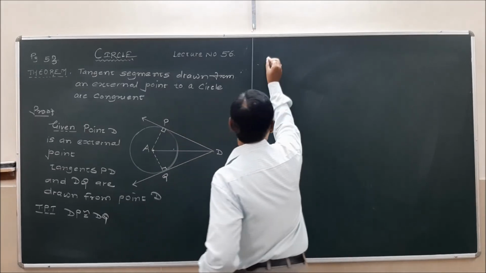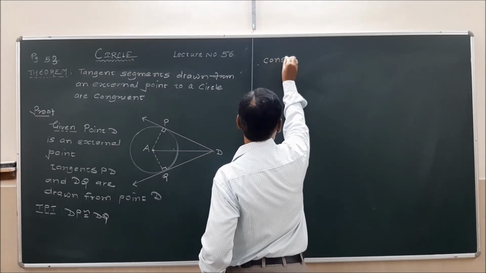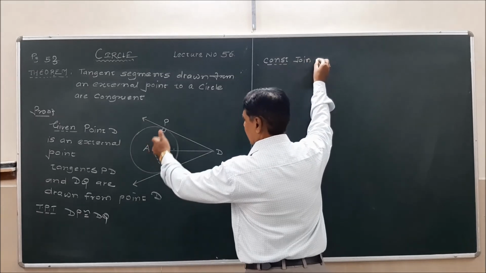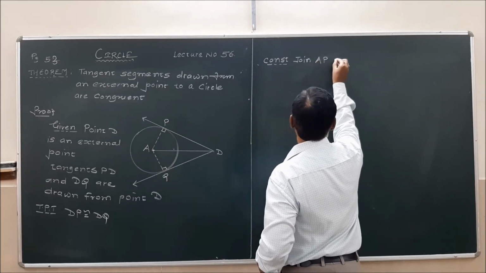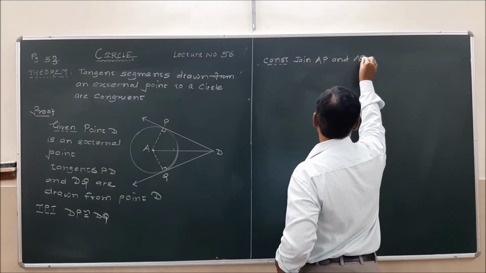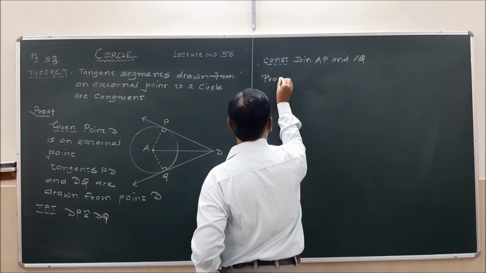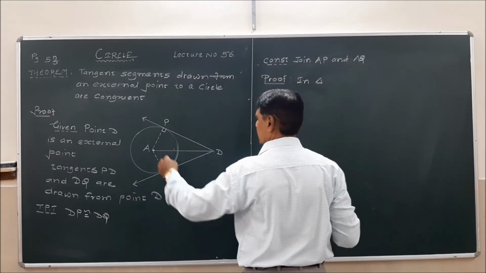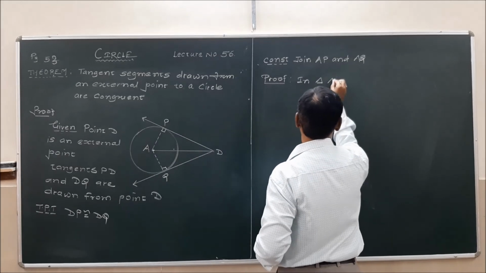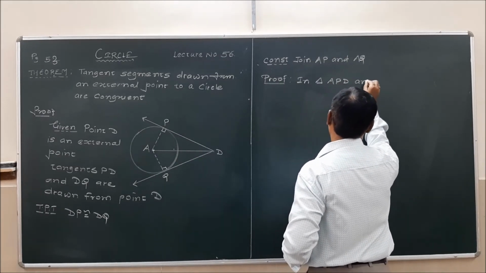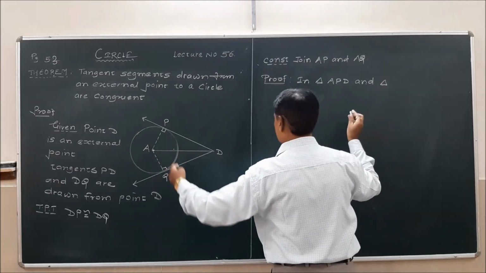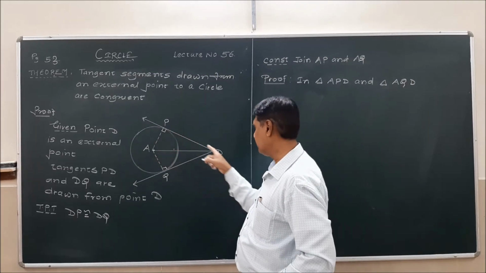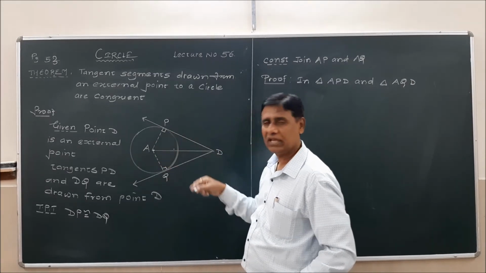Construction: join AP and AQ. Proof. In triangle, please try to understand carefully. In triangle APD and triangle AQD, two triangles, triangle APD and triangle AQD.